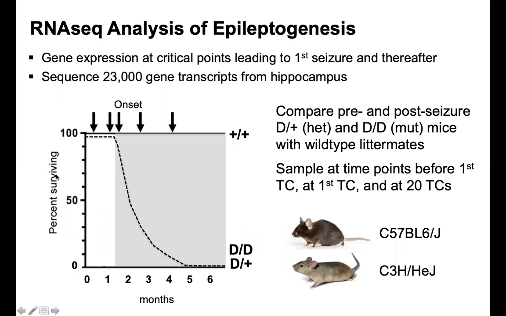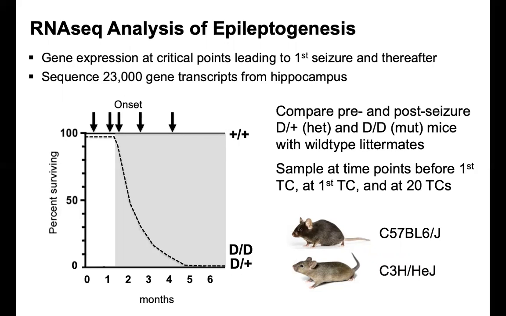The model and the system we're using basically is this. We follow the mice, and at various time points before seizures begin, we take samples of the hippocampus, and by observation, we know exactly when their first seizure occurs. So we take samples immediately after the first seizure, and then we let other mice progress on to additional seizures and sample them at various seizure points.